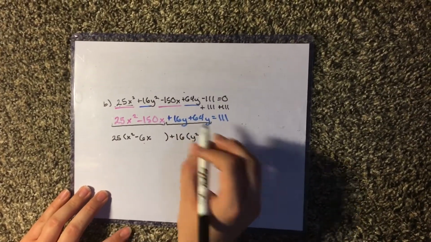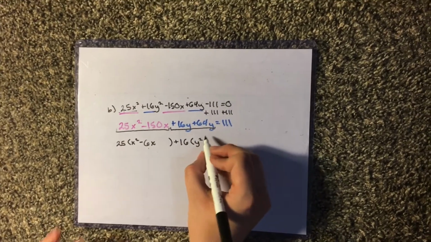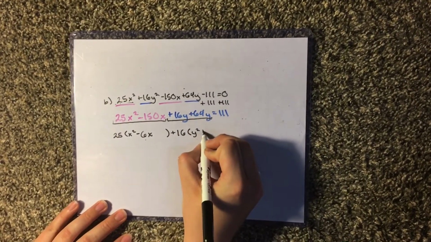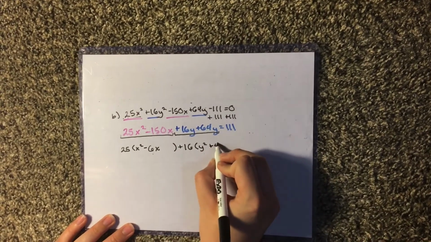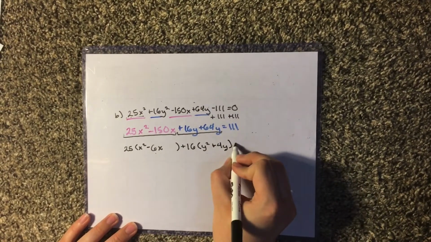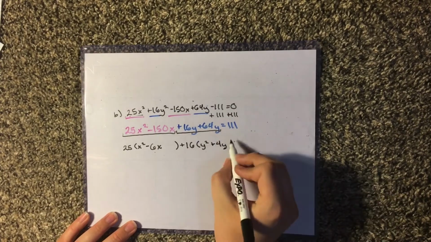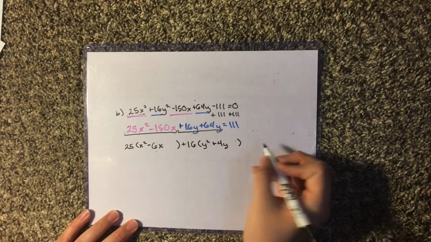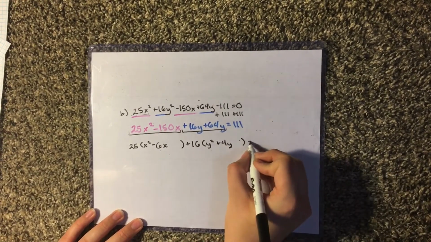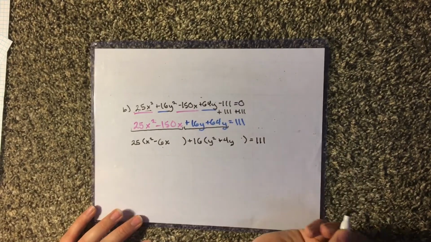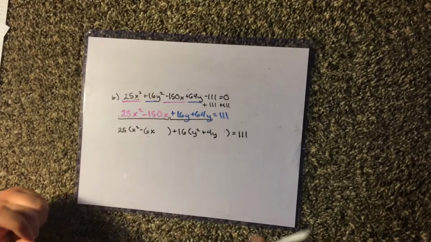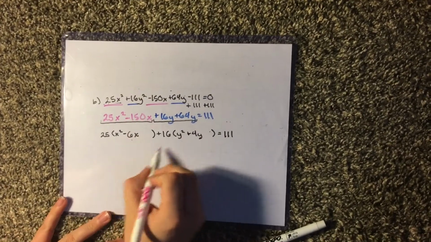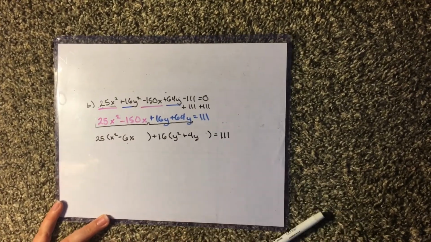So y squared plus 4y. Oh, I've got to leave that little gap. This is why I'm using a dry erase. And this all equals 111. But I'm going to add more to it after I'm done completing the square, because I'm adding stuff to here, I need to add stuff to here.